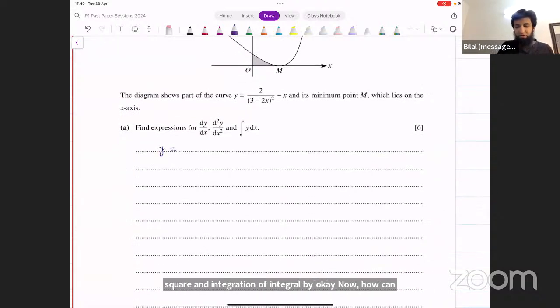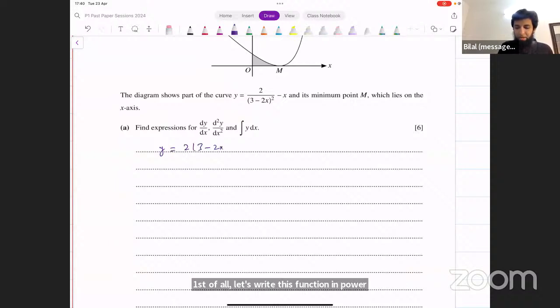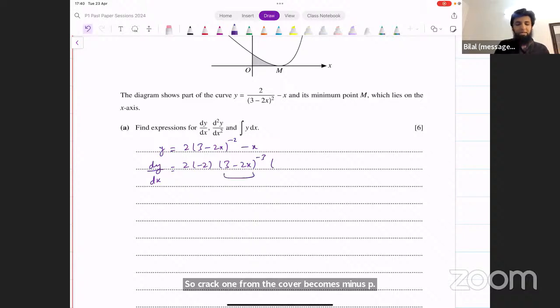First of all, let's write this function in power form. So it becomes 2 into 3 minus 2x whole raised to power minus 2 minus x. And now let's differentiate it first and see what dy over dx turns out to be. 2 into minus 2 into 3 minus 2x. Subtract 1 from the power, it becomes minus 3. Multiply by the derivative of what is inside, that is minus 2. And minus x, what's the derivative of minus x? It's minus 1. So that's dy over dx.